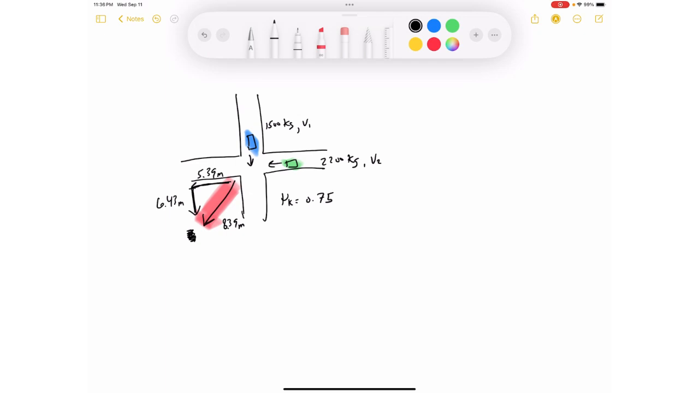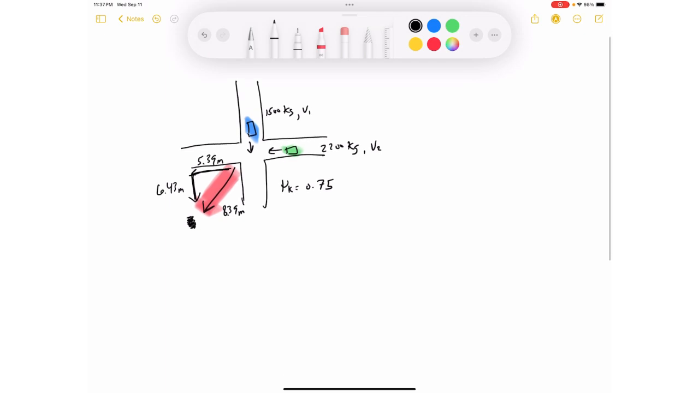Okay, so this is a momentum problem. So remember, in momentum, you want to look at the momentum of the system before the collision and then the momentum of the system after the collision. So what's the system? Well, the system is the two cars. So car 1, which we'll call v1, that's the velocity of that car, and then v2.